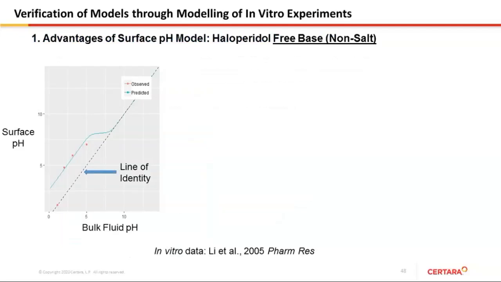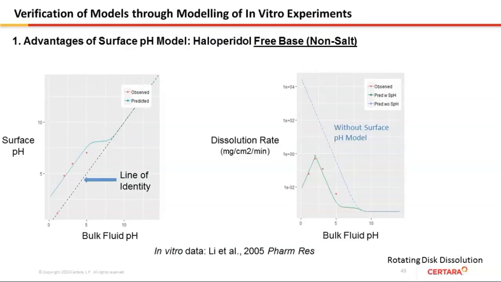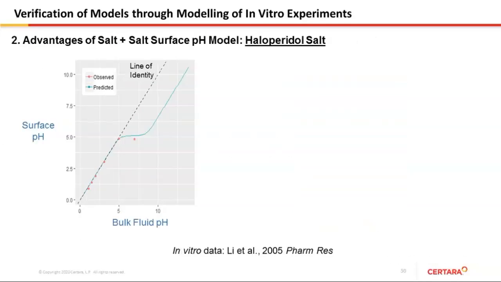So there are various potential advantages of the surface pH model here. We've looked at haloperidol free base and verified the models in vitro. Okay. You can see that surface pH here differs significantly from bulk fluid pH. And when we apply this in terms of dissolution, you can see that without the surface pH model, the model is in error by orders of magnitude in terms of dissolution rate, because we have a log scale on the left side here.